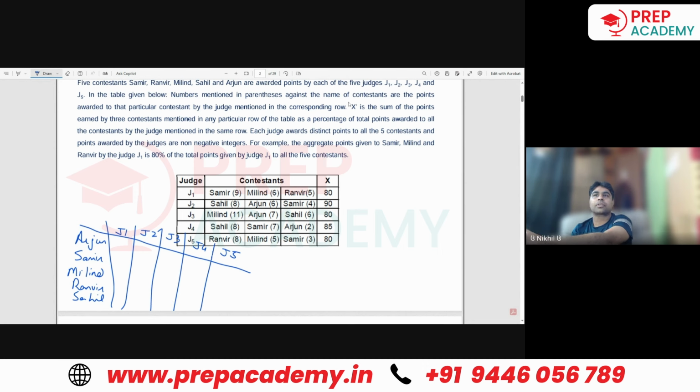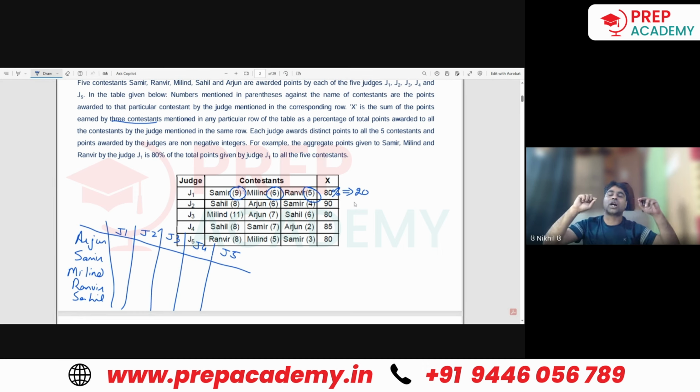Now there's another important line here about X. X is the sum of the points earned by these contestants mentioned in any particular row. Awarded to X is the sum of the points earned by 3 contestants. So the sum of the points would be how much? 5 plus 6, 11, 11 plus 9, 20. As a percentage of total points awarded. That means this is 80%.